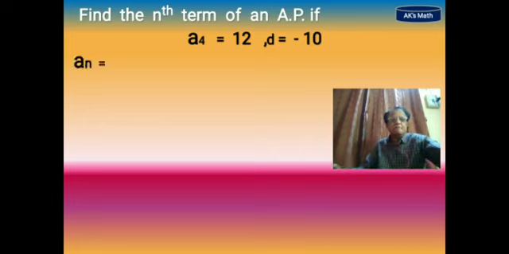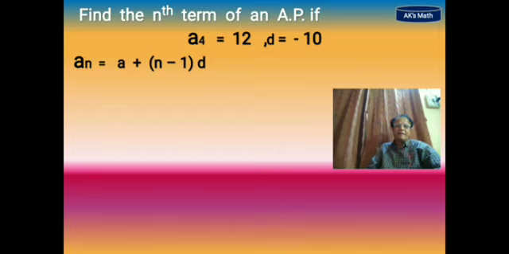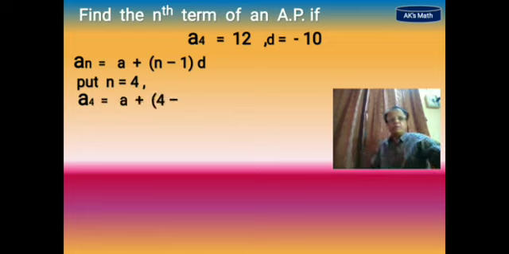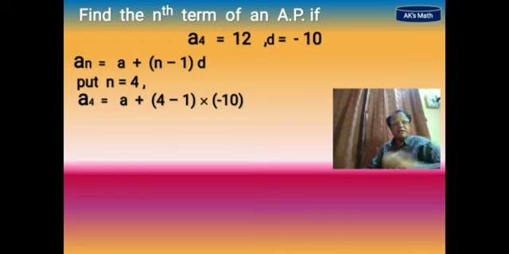उसको general term भी बोला जाता है, nth term भी बोला जाता है. तो चलो फिर, an is equal to a plus n minus 1 into d. Now put the value. n is equal to 4. How to identify that n is equal to 4? A4 is given, that's why n is equal to 4. So A4, after keeping n is equal to 4, A4 is equal to a plus 4 minus 1 into, in place of d, minus 10 is given, so minus 10.